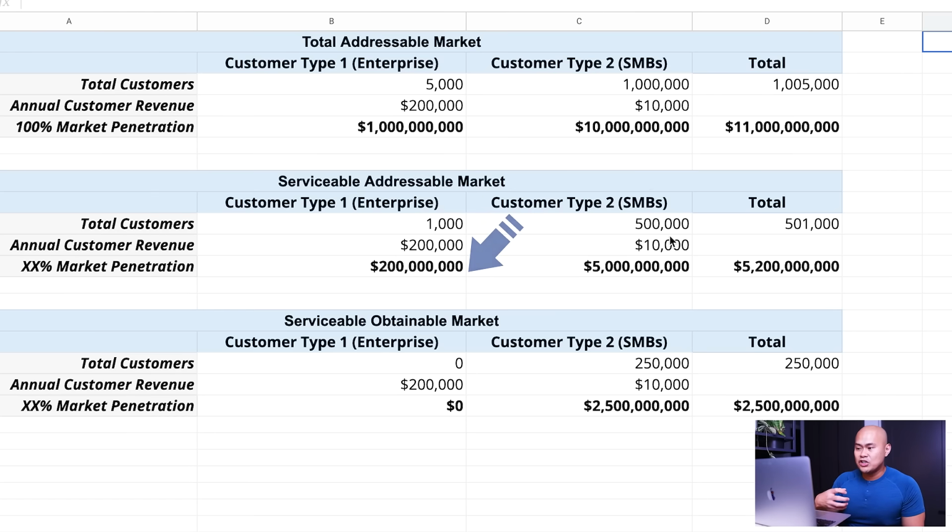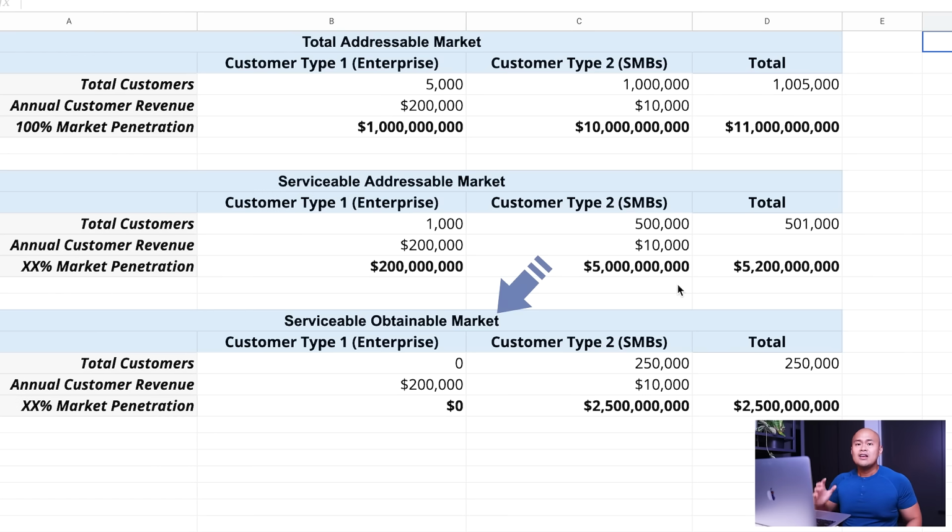the market penetration. And then in addition to that, if we look at the customer type for SMBs, that's going to be half, right? So this is just an example. These aren't real numbers, but it'll be 500,000 customers at $10,000 for the annual customer revenue, and that yields your $5 billion, which eventually is going to be the $5.2 billion for your serviceable addressable market.